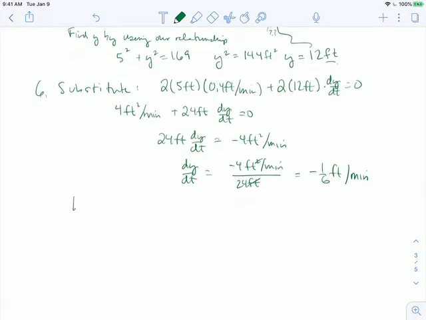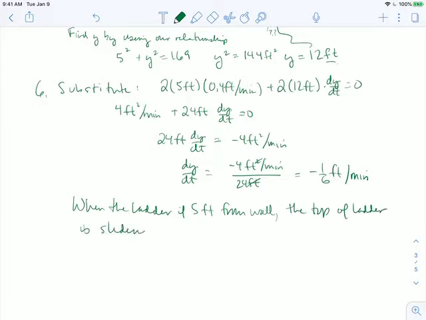And so when the ladder is 5 feet from the wall, the top of the ladder is sliding down at a rate of negative 1/6 feet per minute.